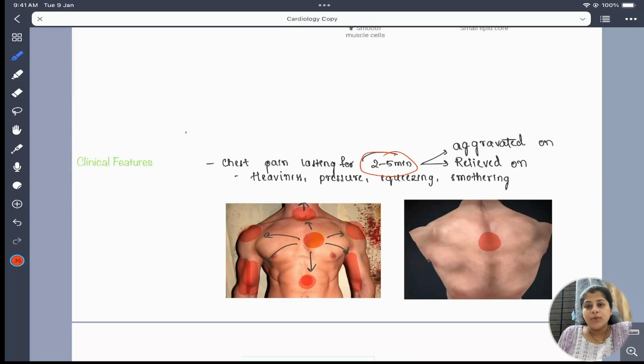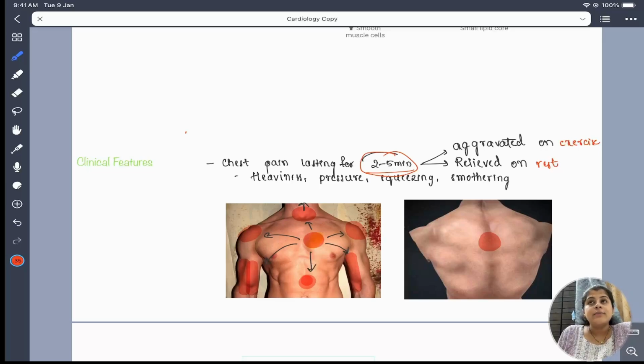So this is very, very important. In chronic stable angina, the chest pain is during exertion, and once the patient rests, the pain subsides. So the pain is aggravated on exercise and relieved on rest. The pain lasts for 2 to 5 minutes. If you see NSTEMI and STEMI, it is resting pain. Even during rest, the patient has pain.